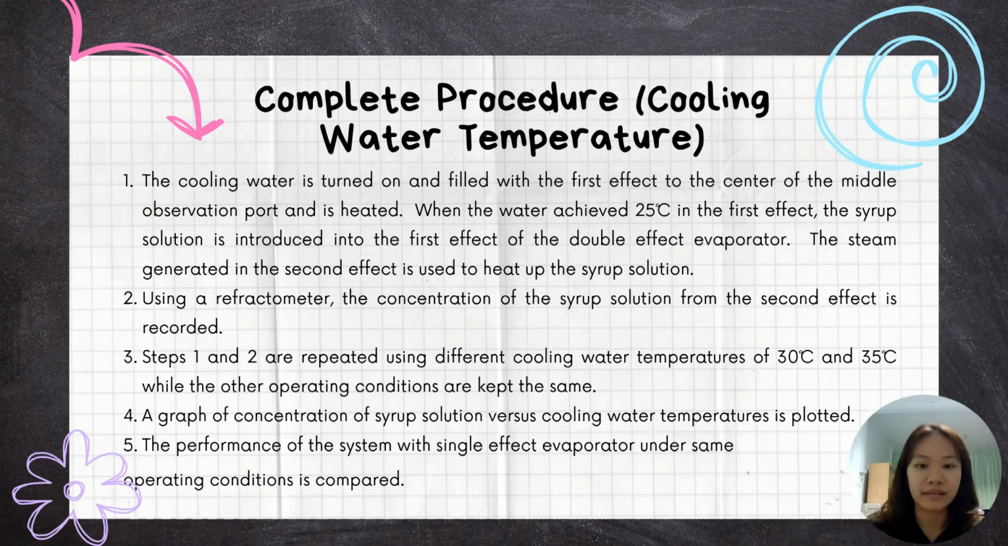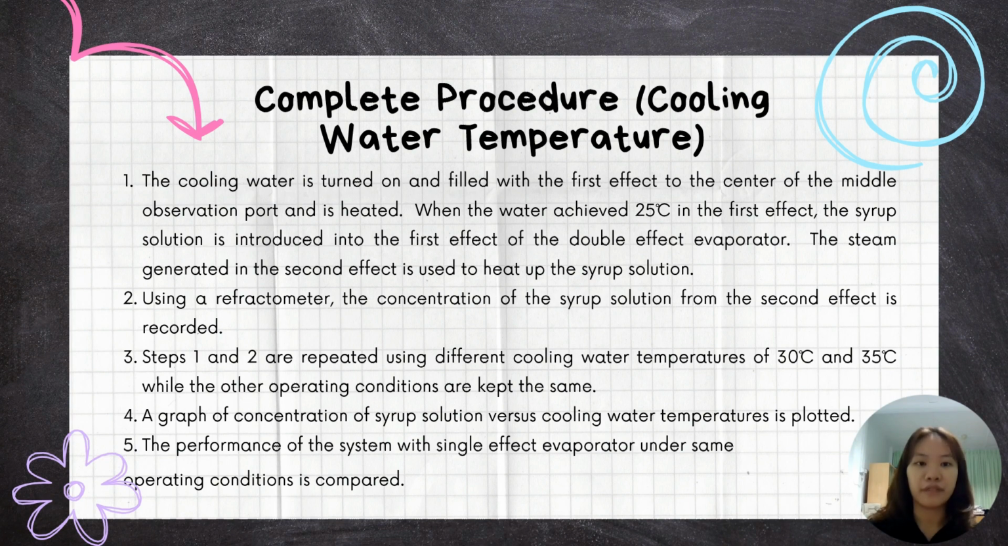The slide discusses about the complete procedure of the cooling water temperature. The cooling water is turned on and filled with the first effect to the center of the middle observation pot and is heated. When the water achieves 25 degrees Celsius in the first effect, the syrup solution is introduced into the first effect of the double effect evaporator. The steam generated in the second effect is used to heat up the syrup solution.